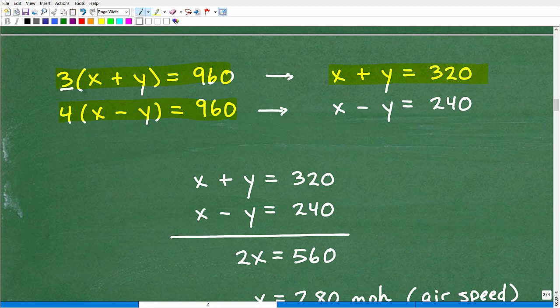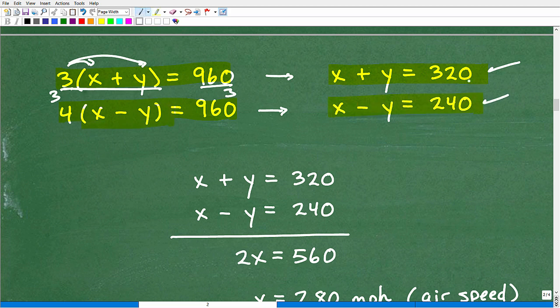Okay, so in other words, I have this 3. I don't have to multiply like that. I could just divide both sides of the equation by 3, and let's just work with this simpler equation there. And then I'll divide both sides of the equation by 4, and I got this simpler version right there.